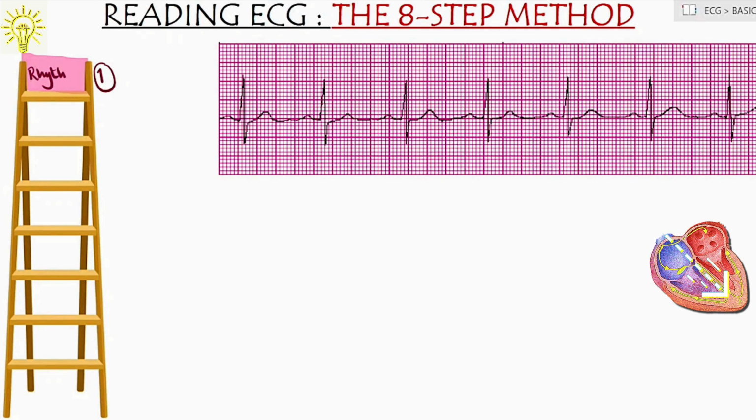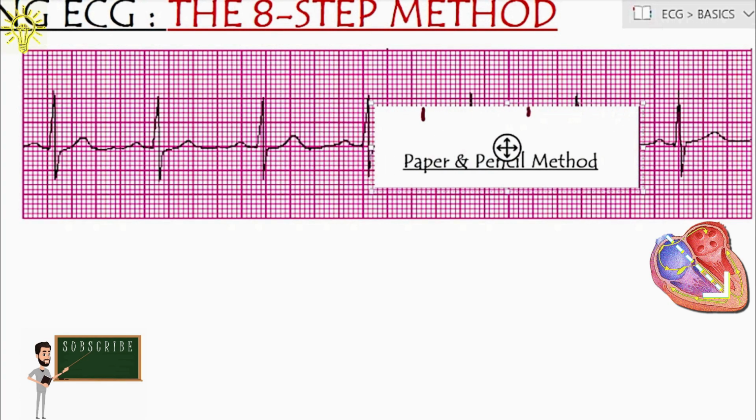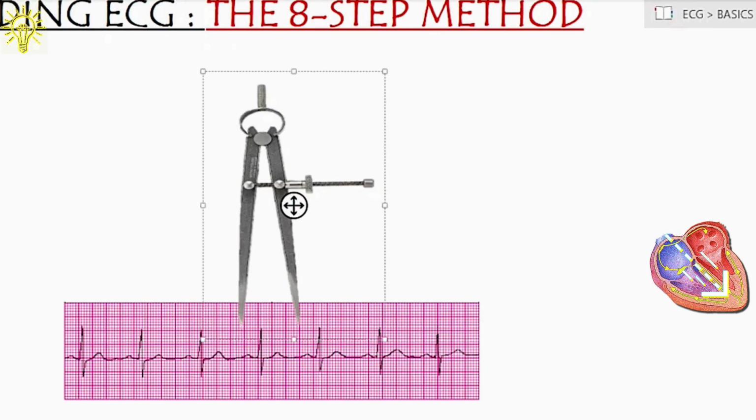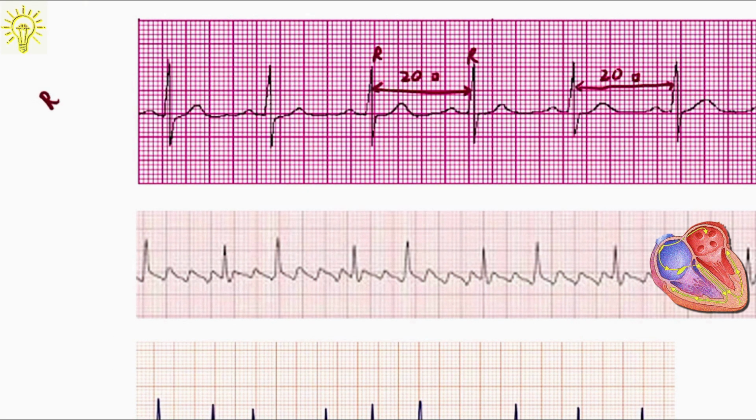Step 1. Check the rhythm. Place a paper on the ECG strip right on the topmost point of the R wave and mark 2 successive R waves. Now tally the markings on the paper with other R waves or use a caliper, but oh well, who keeps a caliper in their pocket? So in the first ECG strip, we have 4 large boxes or 20 small boxes between successive R waves at different points. So we declare the rhythm as regular.